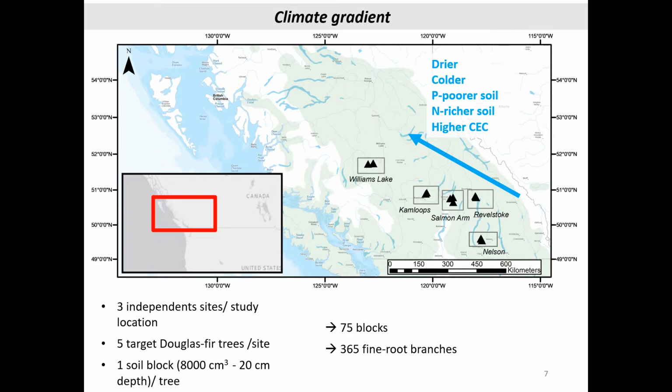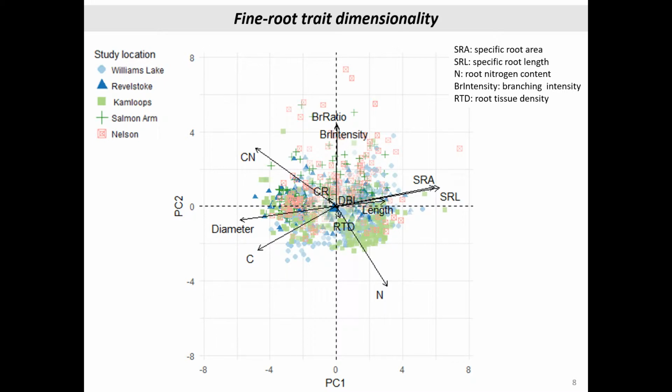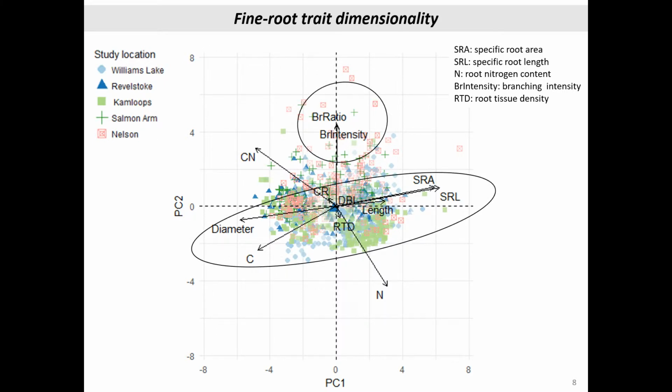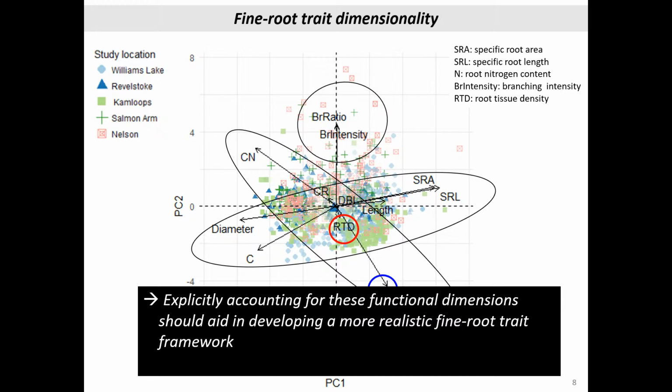All right, so what about fine root dimensionality? Here, I'm showing you the results from the principal component analysis. The 2 principal components represented about 50% of the data variation, and the study locations are color-coded. The first thing to note from this graph is the first axis of variation, mainly represented by root diameter, specific root area, and specific root length.